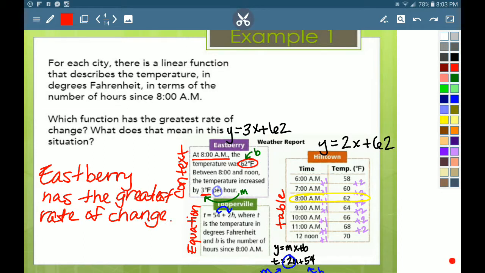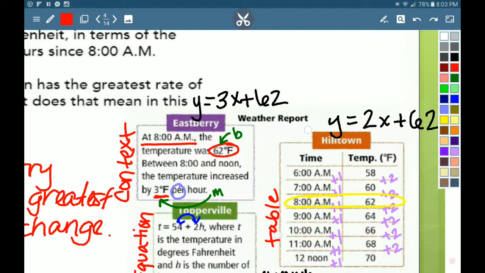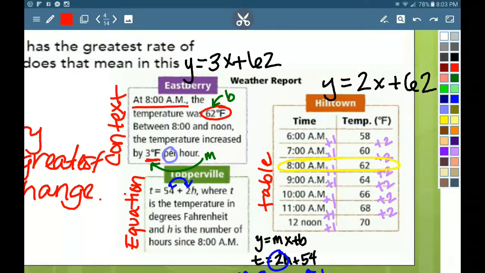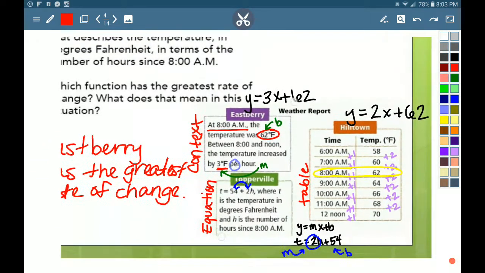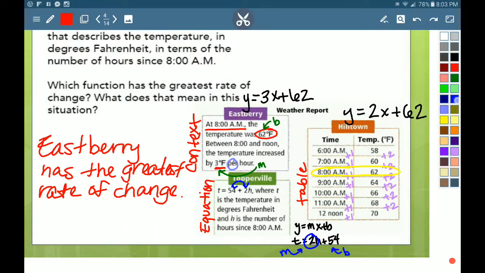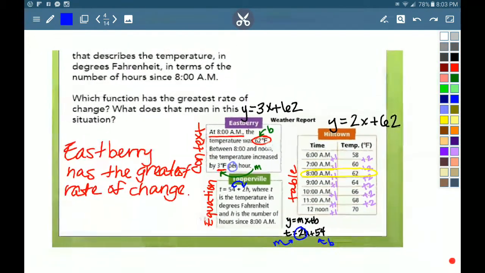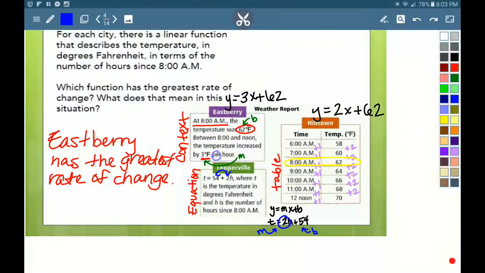The second question says, what does that mean in this situation? Okay, so think about what these charts and contexts and equations are telling us. It's talking about 3 cities starting at a certain temperature and then increasing in temperature as hours go by. So this rate of change, the meaning, and I'm going to write that down as well. You guys need to practice writing this down as well. Don't just skip over this.